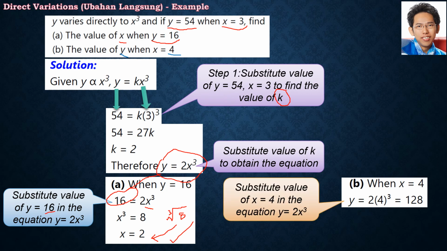So again the same thing. Now we substitute the value of x in the same equation just now. Still the same equation. Okay, you can see, after we substitute x, this is our x. Then we solve it. So this is your answer. Okay, so this one is the example for how to solve questions regarding direct variation, Ubahan Langsung.